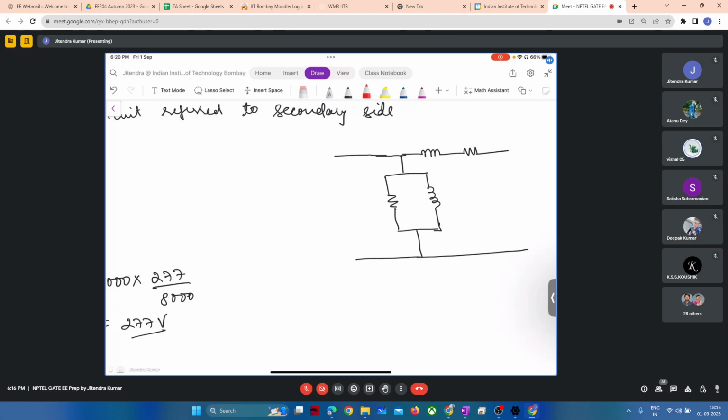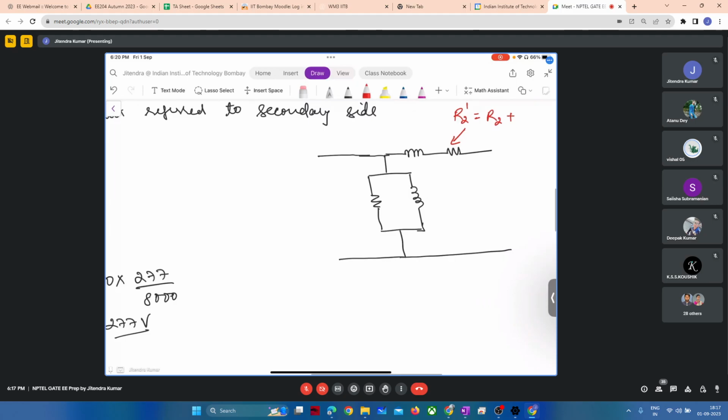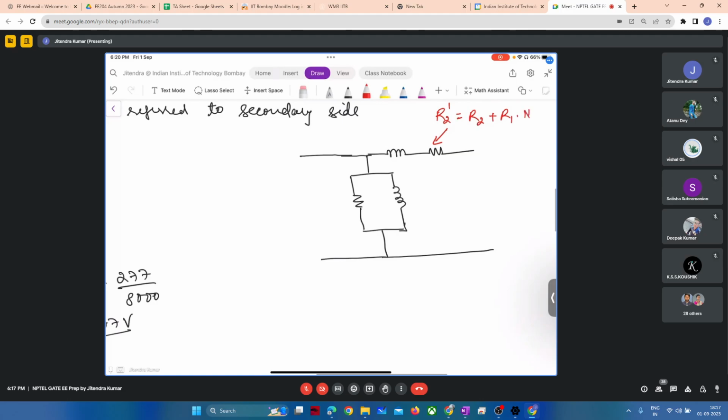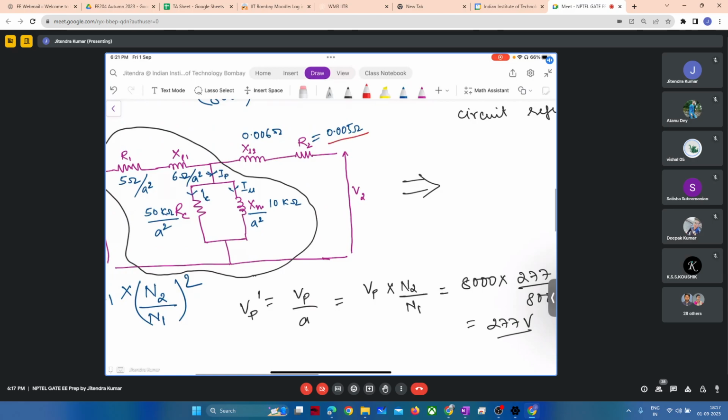So now this resistance, which was earlier only R2, now it will be R2 dash, that is equal to R2 plus R1 into N2 by N1 square. Okay, Sir, similarly we are referring into the secondary side. It will remain same, no? Will remain same what? R2, because we are referring the circuit into the secondary side. Yeah, but secondary side resistance was earlier some value, right? See, here R2 was already 0.005.